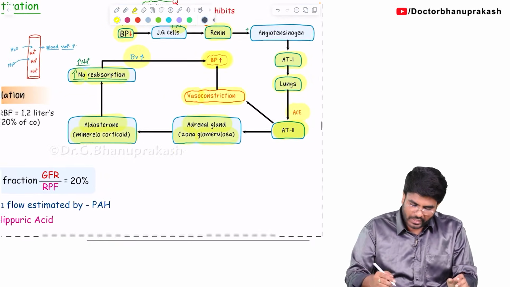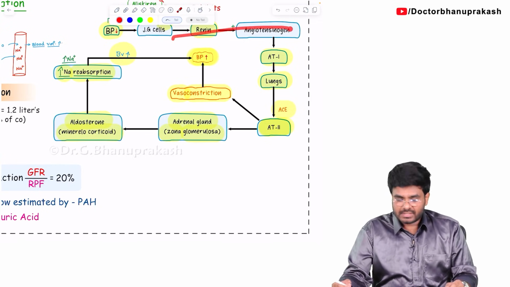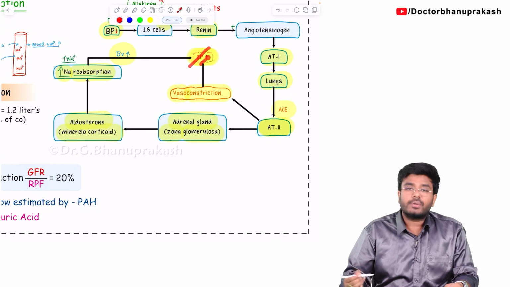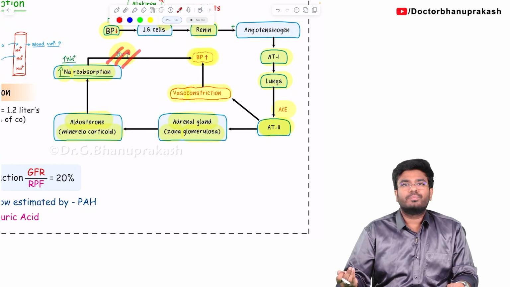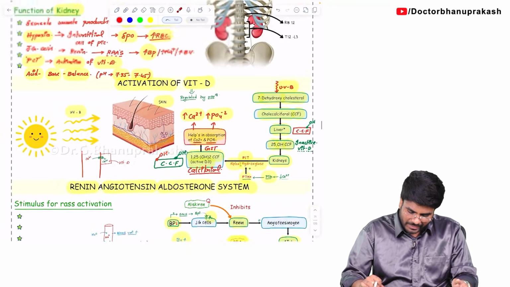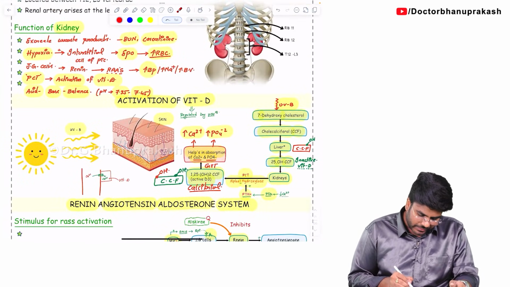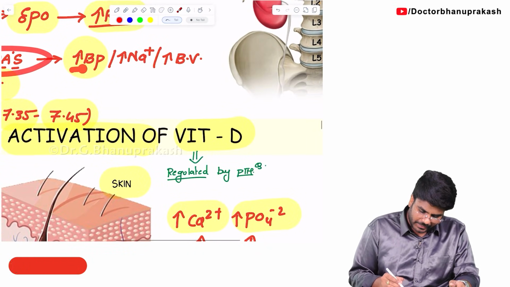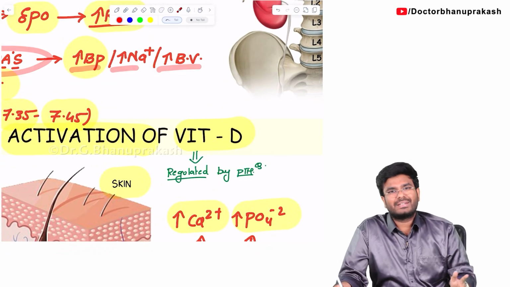Okay, so what is the final statement? The final statement is what this RAAS pathway is doing. The RAAS pathway increases your blood pressure, true. Increases your sodium levels, true. Increases your blood volume, done. So this is what I have explained here. See, the RAAS pathway increases your BP, sodium and blood volume, done.